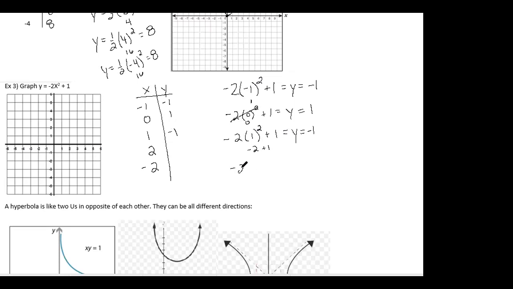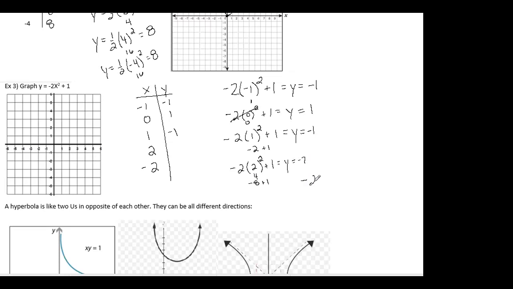Now we'll plug in a 2. Oops, I forgot the square. Okay, so 2 squared is 4. 4 times -2 is -8. Plus 1 is -7.